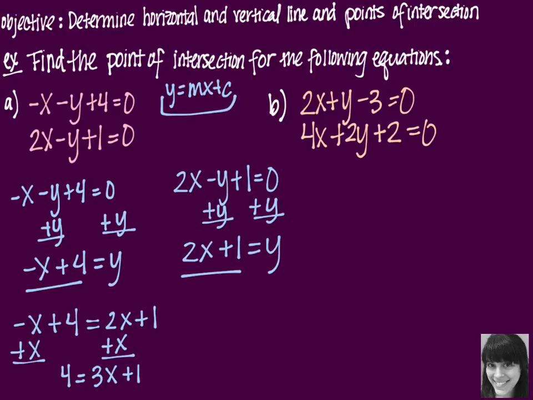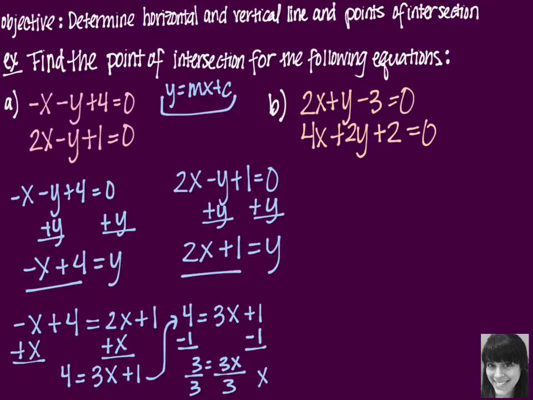I want to get x by itself because I can solve for it, right? So I'm just going to rewrite this over here. Now, I'm going to subtract 1 on both sides. I get 3 equals 3x. And now I'm going to divide both sides by 3. And so I have x equals 1.